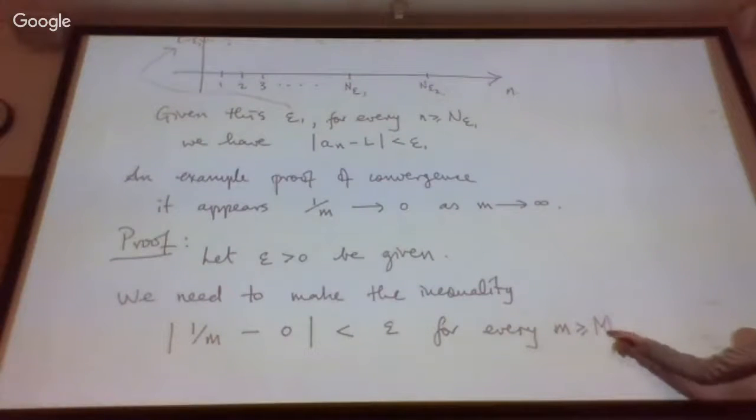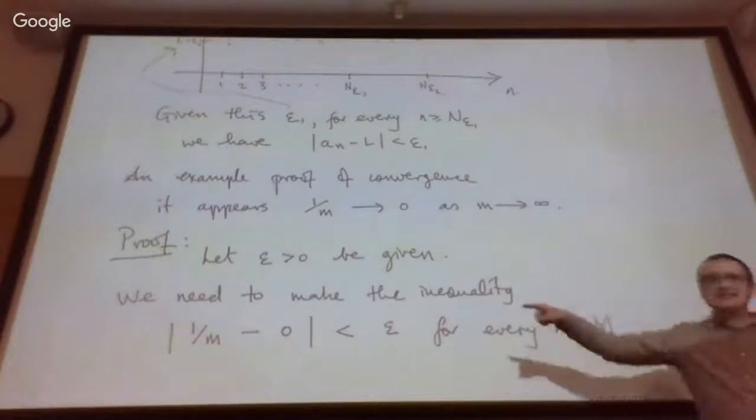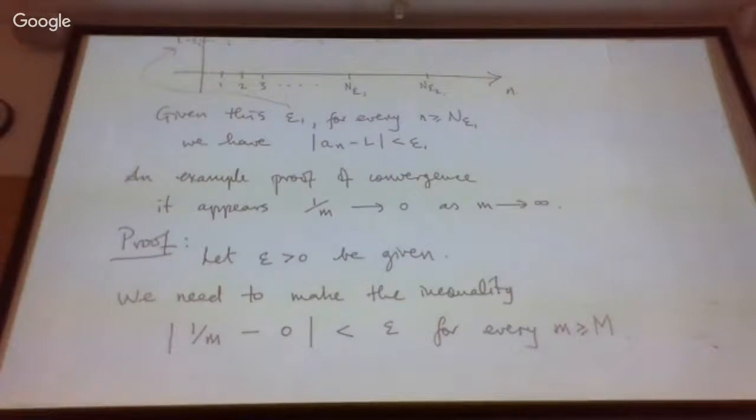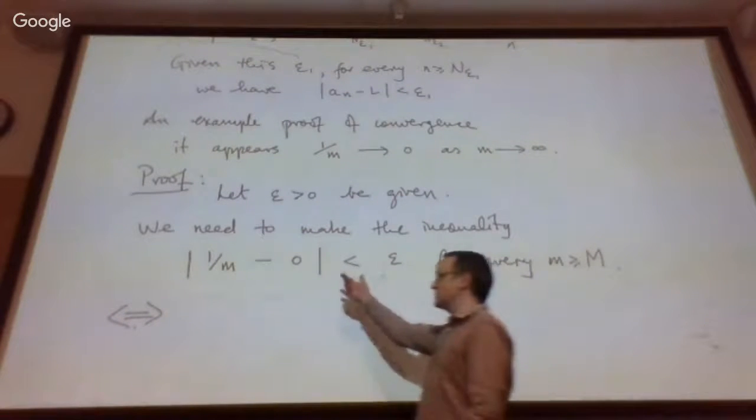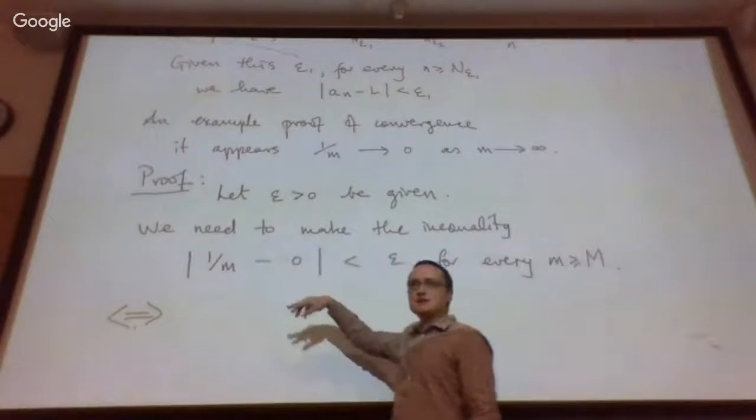Now, I haven't found this capital N yet, but this is what's required of it. So we need to examine this inequality. Now, this inequality simplifies a bit. Okay, it's 1 minus m minus 0. So that's just 1 minus m in the bracket.